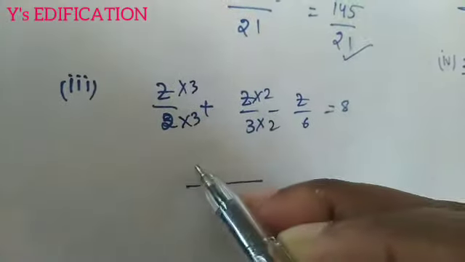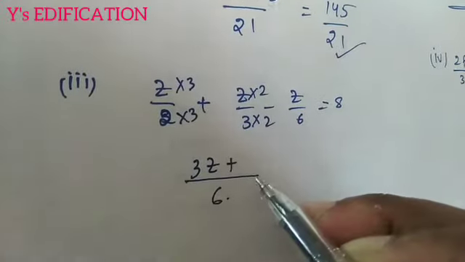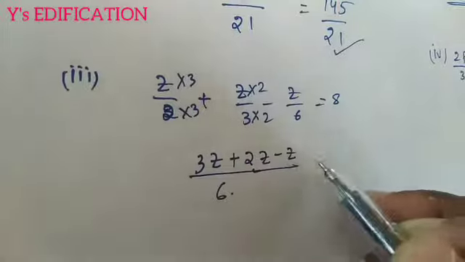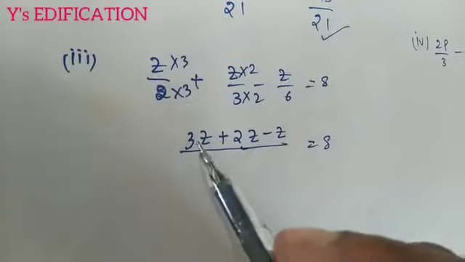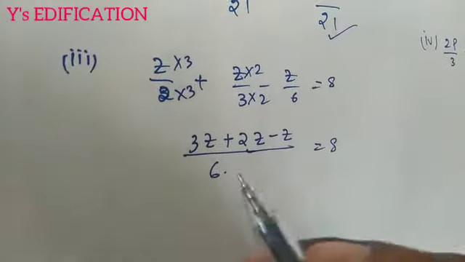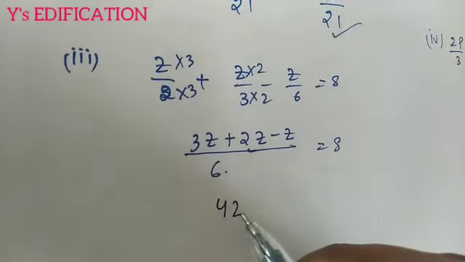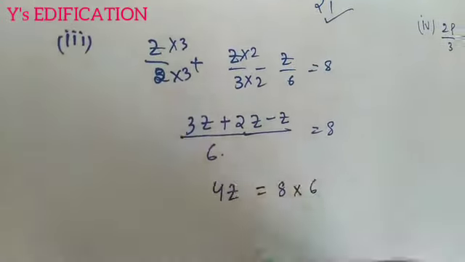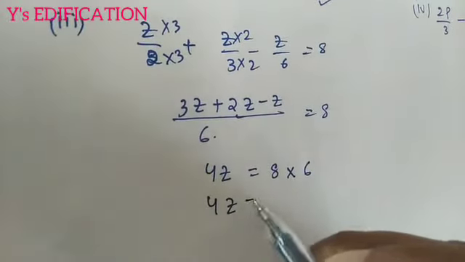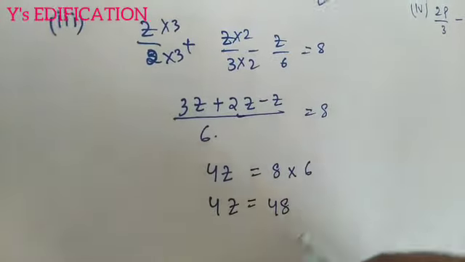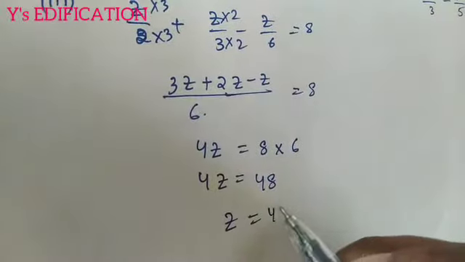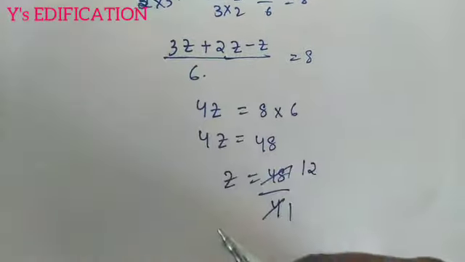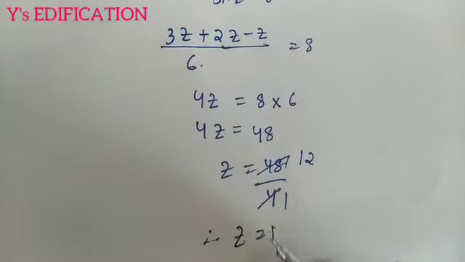So z into 3 is 3z plus z into 2 is 2z and minus z is equal to 8. 3z plus 2z is 5z. 5z minus z is 4z is equal to 8. When we transpose, it will become into 6. So 4z is equal to 8 into 6, which is 48. So the z value will become 48 by 4. 4 into 12 is 48. So the z value is 12.